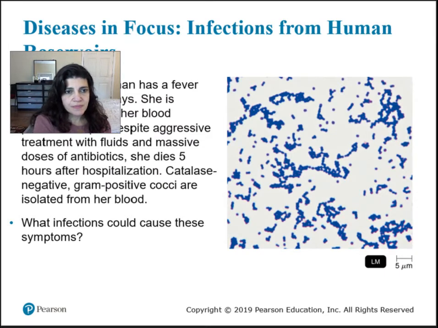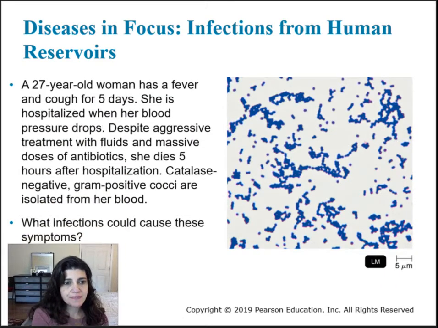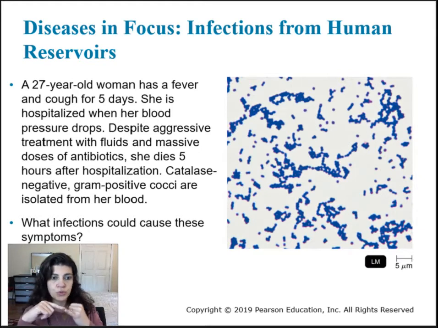So there is a case study here. A woman has fever for 5 days, is hospitalized, has a drop in blood pressure, and aggressive treatment with fluids and massive antibiotic doses doesn't solve the problem, and she dies 5 days after. The bacteria found was catalase-negative, gram-positive cocci. You see, coccus, round, gram-positive, purple with the gram stain. That was isolated from her blood. What bacterium could cause this infection? So I want you to think.